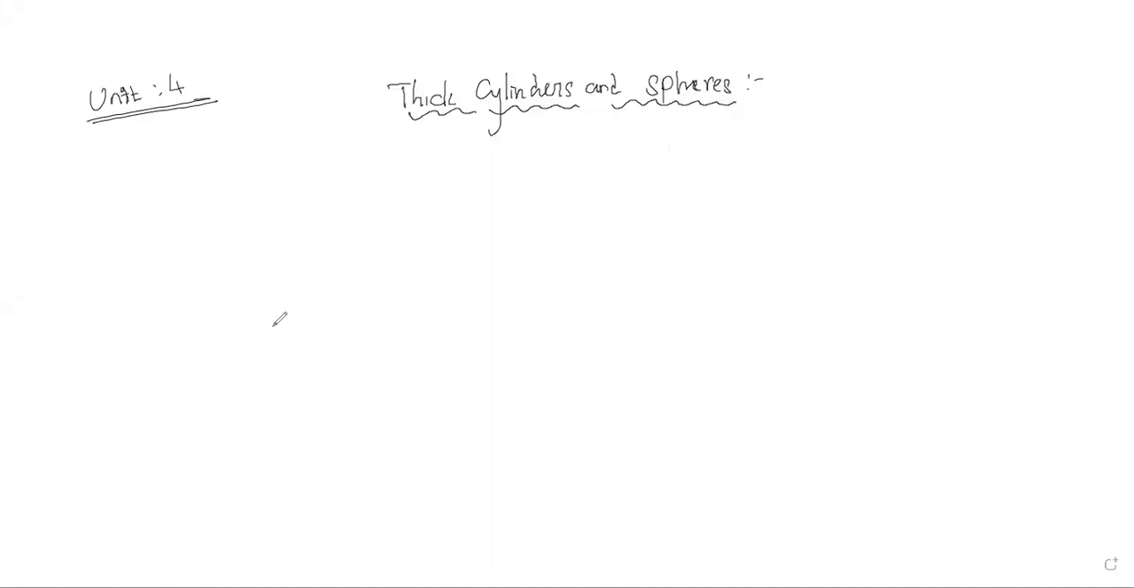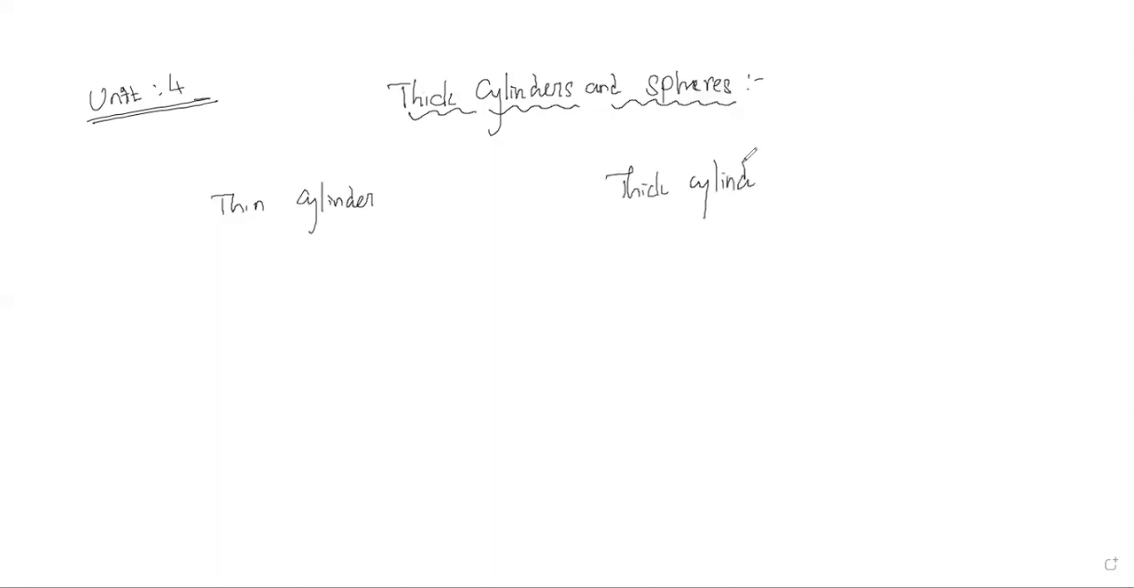We are moving into the second part of the fourth unit, that is thick cylinders. Okay, so thin cylinder we have discussed in the last classes. So what is the difference between thin cylinder and the thick cylinder, that we are going to discuss first.